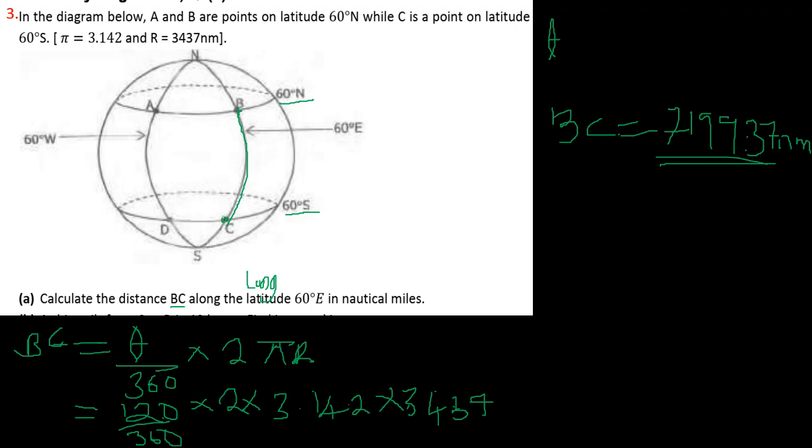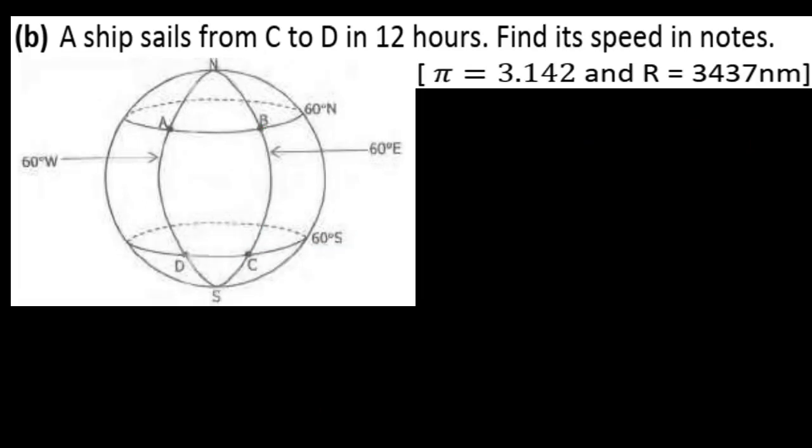Okay, let's proceed. The next question says that a ship sails from C to D in 12 hours. Find its speed in knots. In fact, it's supposed to be knots, K-N-O-T-S. This is the same diagram. Now they're telling us that a ship sails from C to D, from this point here, C, to point D here. We are supposed to find its speed. As it sails from point C to D, the time that it has traveled is 12 hours.